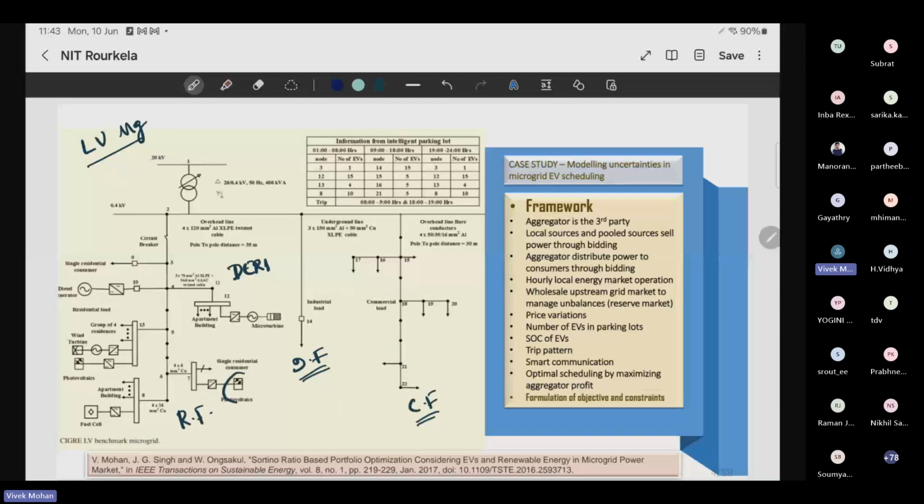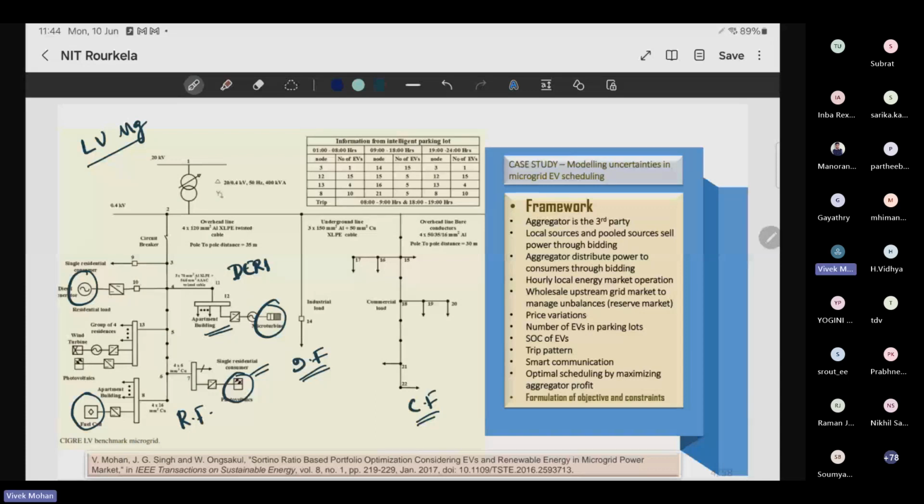Now, what are the DERs connected to the residential feeder? We have photovoltaics, then fuel cell, then micro turbine, then what else? A diesel generator is also there. So there are four different types of sources available. We can have more sources also, micro wind turbines or electric vehicles or whatever. Now, see here, the types of buildings are apartment buildings, then houses, individual single residential consumers. Like that, different types of buildings are available in the feeder.